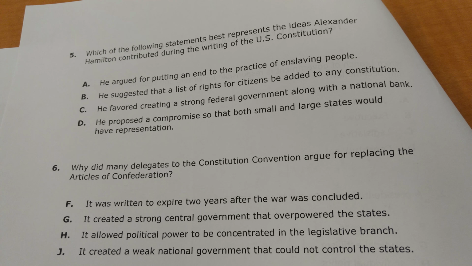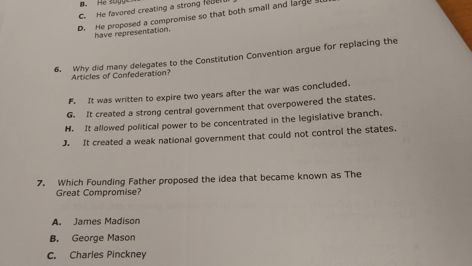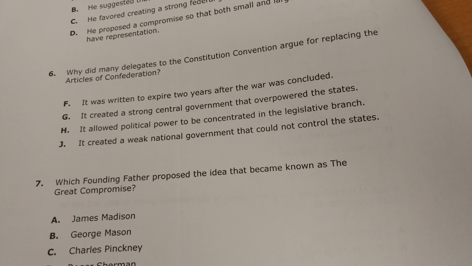Number 6. Why did many delegates to the Constitution Convention argue for replacing the Articles of Confederation? F. It was written to expire 2 years after the war was concluded. G. It created a strong central government that overpowered the states. H. It allowed political power to be concentrated in the legislative branch. J. It created a weak national government that could not control the states.